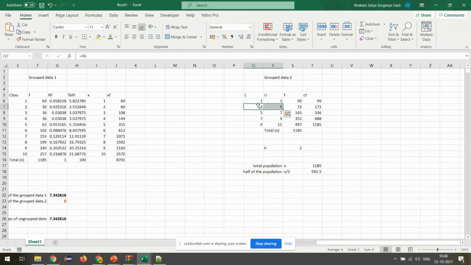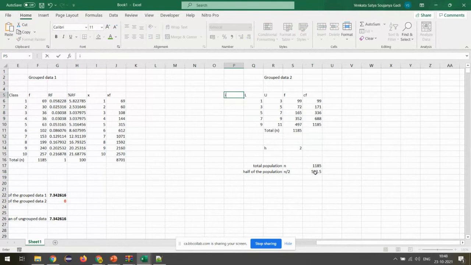If we put them all in order, we can see 592 is falling here. Why? Because until here there are 336 people, but in this class we crossed the limit. So the rating between 7 and 9 is having half. Okay, so we call this the median class.